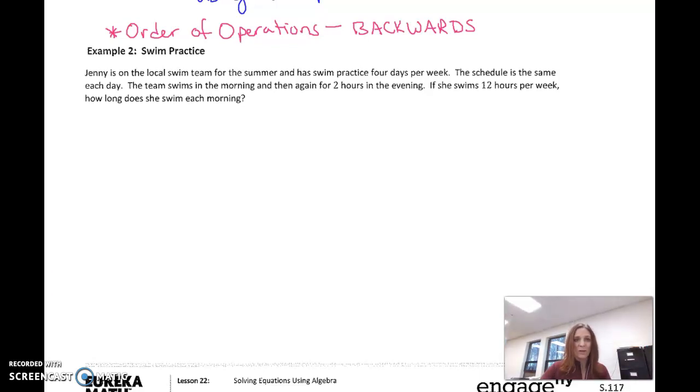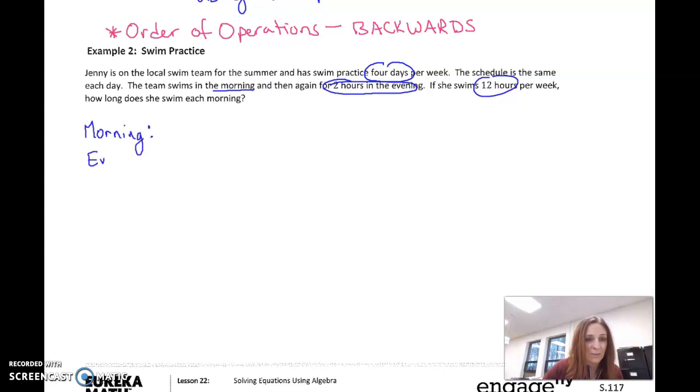All right, so what do we got going on here? She practices for 4 days. They swim in the morning, and she swims for 2 hours in the evening, and it's a total of 12 hours. So let's write down what we know. We know she swims in the morning and the evening. Well, we don't know what she swims for in the morning, so there's my variable, my M. That's our unknown. That's what we're trying to figure out. And in the evening, she swims for 2 hours. And I know she does this every day for 4 days.